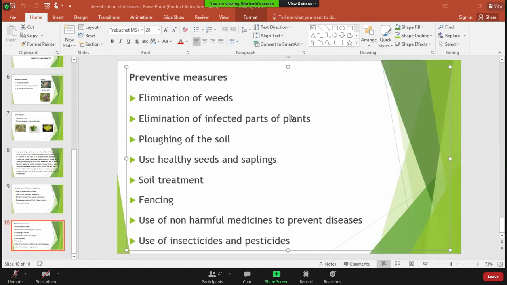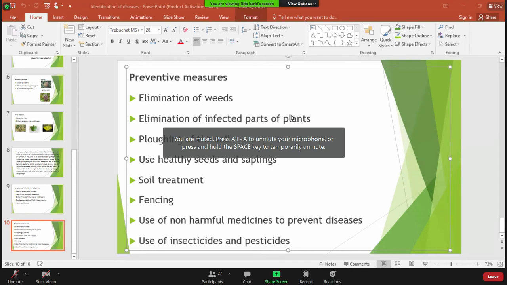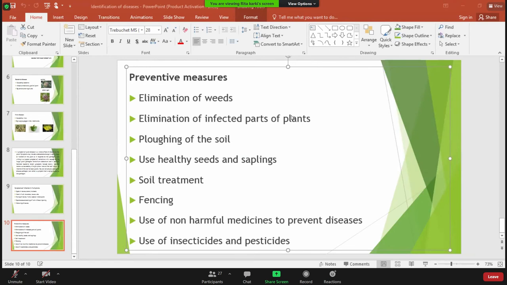Similarly, the unwanted grasses that are present in our surrounding environment, near our fruit trees, near our farmland, are also a major reason for these types of infection that may occur in our fruit trees. So here are given some of the preventive measures that should be applied by the individual person if they are going to plant fruit trees in their agricultural land. So first one is the elimination of the weeds.